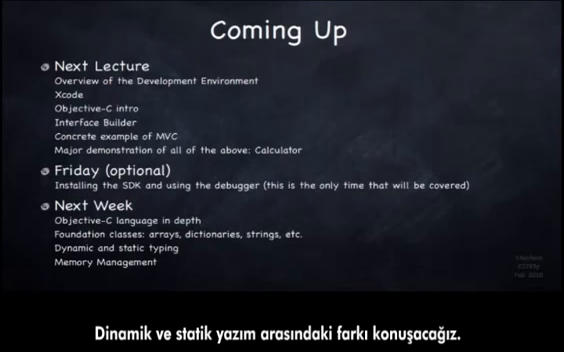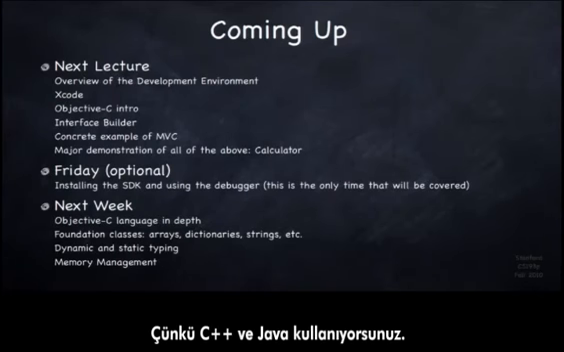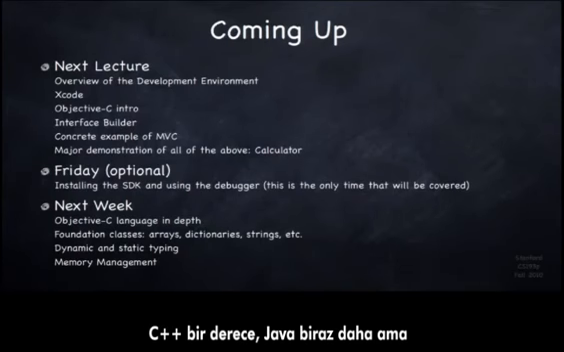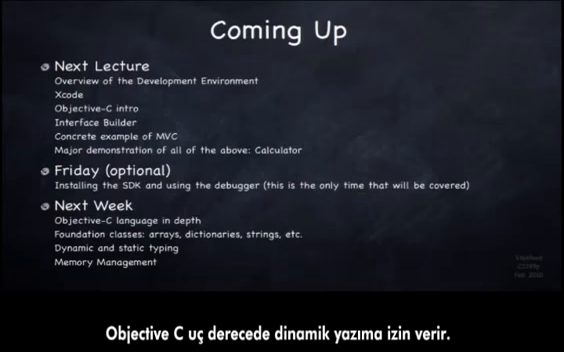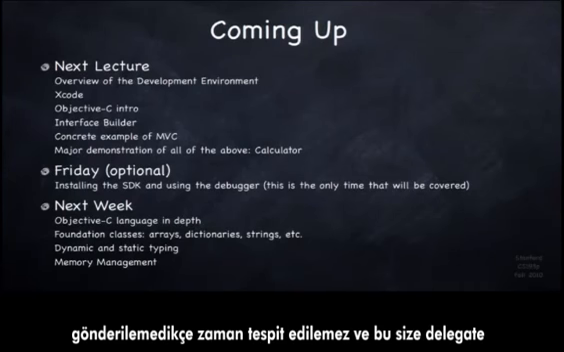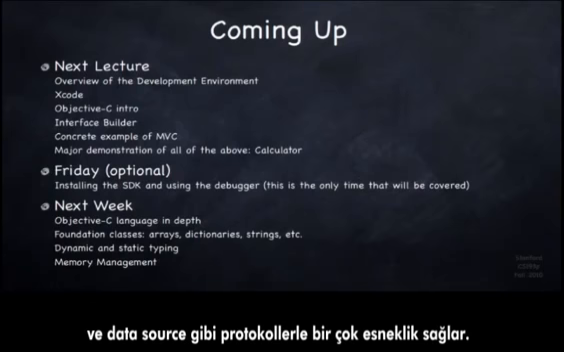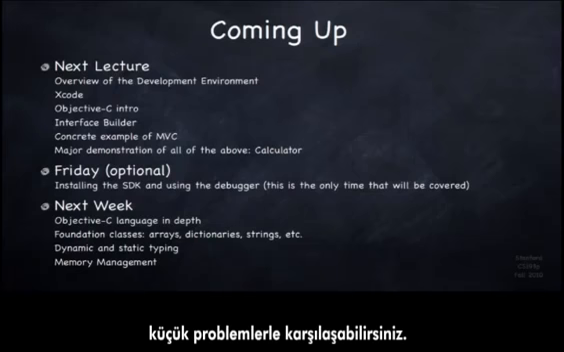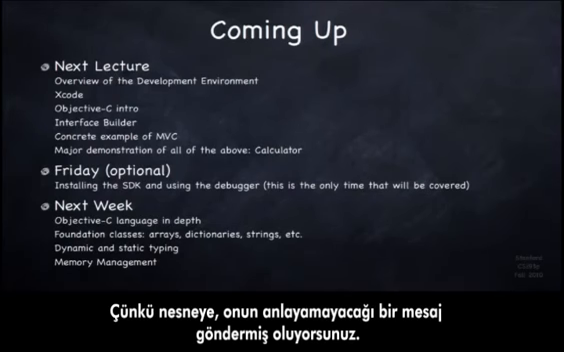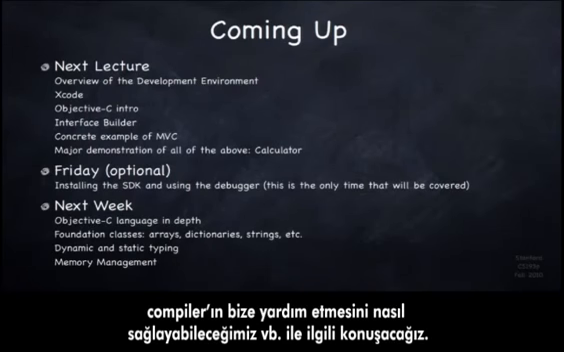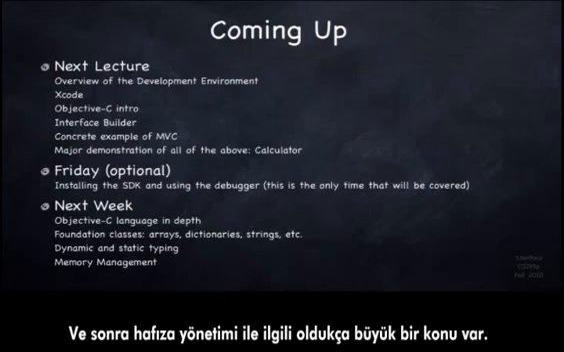We'll talk about the difference between dynamic and static typing because you're used to C++ and Java, which have dynamic binding, C++ to a much less degree, Java to a little more degree, but Objective-C to an extreme degree. In other words, what code gets executed is not determined until the message is actually sent at runtime. And that gives you a lot of flexibility with protocols like delegates and data sources and stuff. You can abuse it too, and you can get into a little trouble with programs crashing at runtime because you send a message to an object that doesn't understand that message. So we'll talk about that and how we manage that and how we let the compiler help us not get into that situation, etc. And then the very big topic of memory management.